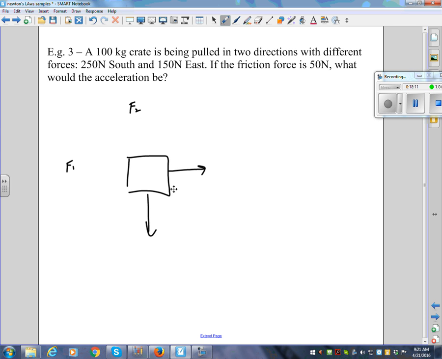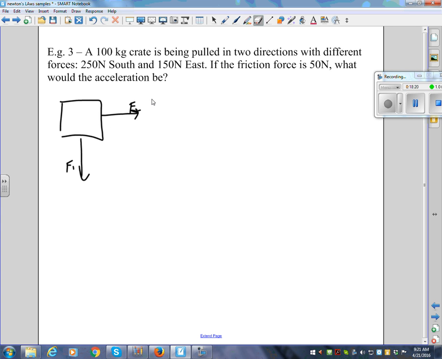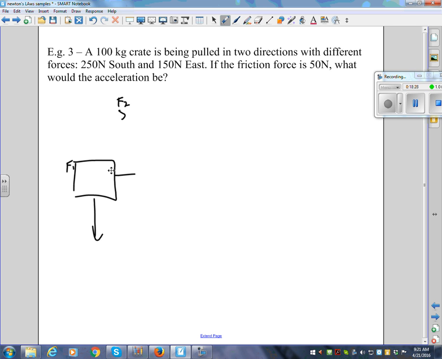It's going to go like this, right? It's going to go more south because the south is bigger. In fact, I probably should have done it to scale. So it's going to move kind of like this, right? Which means then that my friction force is kind of like that. But we don't know the direction, do we?